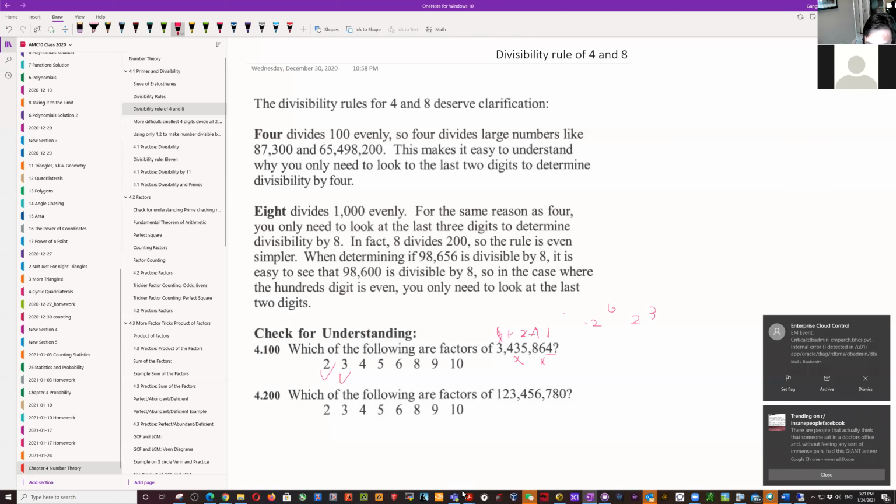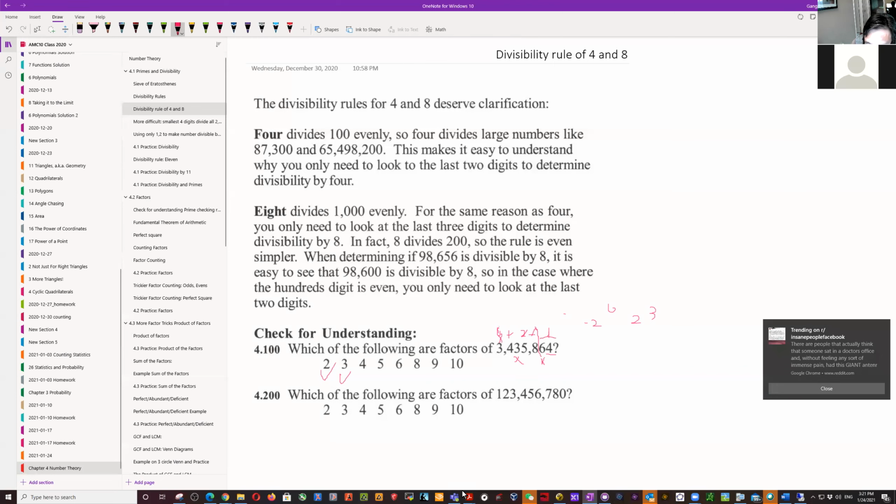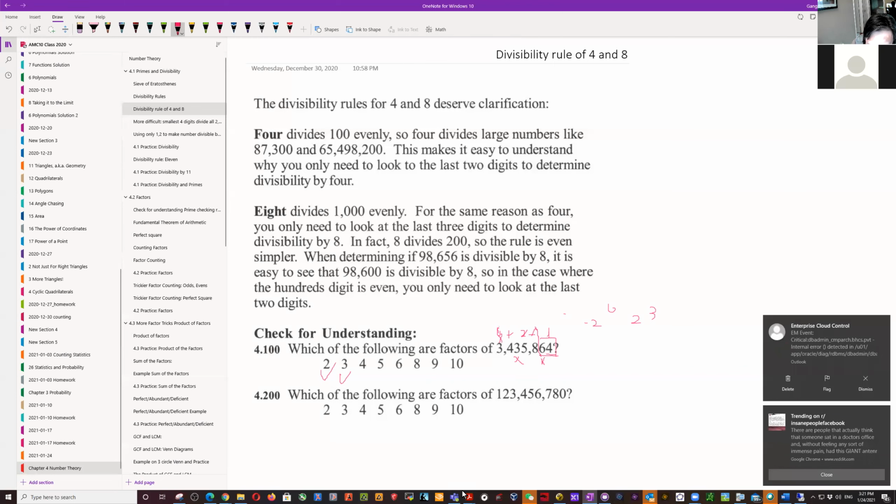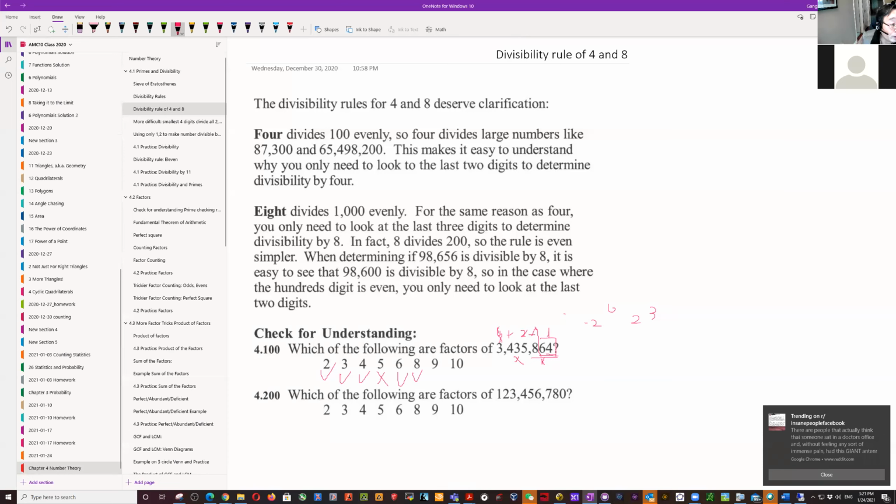And 4, it's divisible because of 64, the last 2 digits. And 5, no. And 6, yes, because it's divisible by both 2 and 3. 8 actually is yes, because 864 is divisible by 8. And for 9, we use the same trick, but this time we're going to use 9.